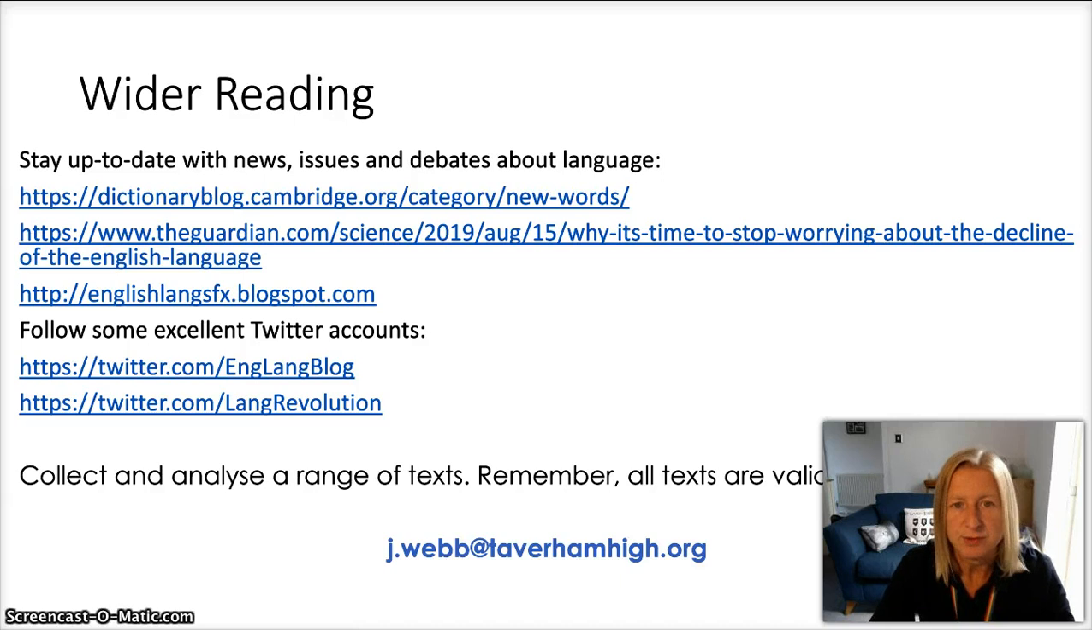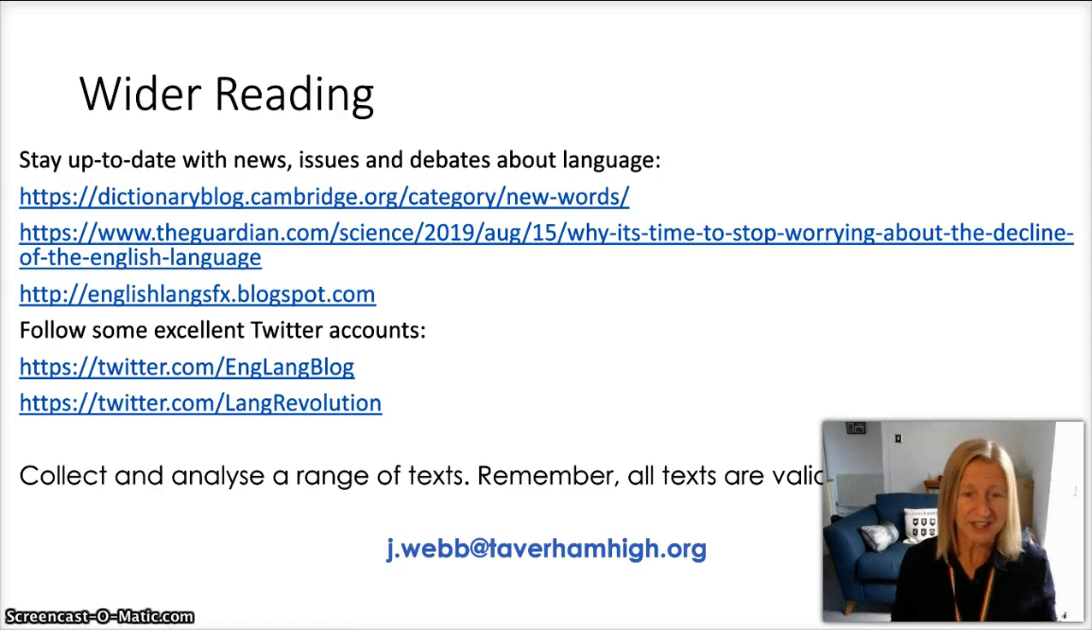I'm also making a suggestion about a few wider reading activities that you can do. One of the easiest things is really just to stay up to date with news about language, issues about language, and any debates that might be ongoing. I've put a couple of links on here that you can have a little look at. Again, there's all sorts of articles in newspapers. It doesn't just have to be The Guardian. That happens to be one that I'd used as an example last year. If any of you are on Twitter, we will be setting up our own A-level language blog, but there are lots of other people doing that as well, so feel free to have a look at some of those.